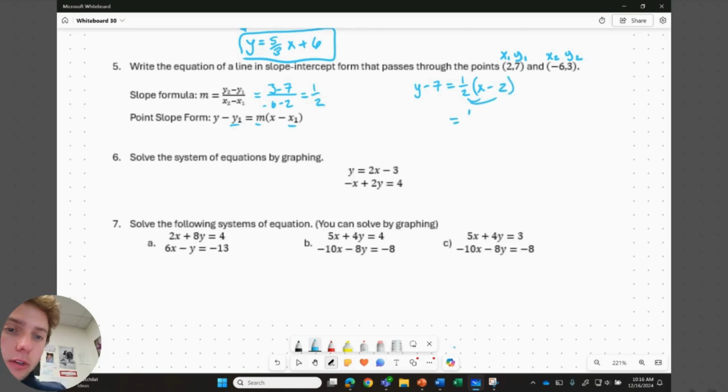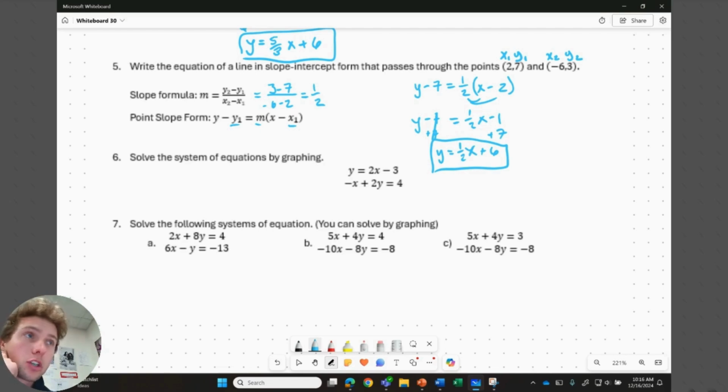Once we have that, you do want to change this form. So you might want to distribute to get rid of the parentheses. You might want to add the 7 over to get y by itself. And now you've got 1/2 x plus 6, which is in slope-intercept form, just like the last problem, just manipulating that equation. The next one says solve the equation by graphing.